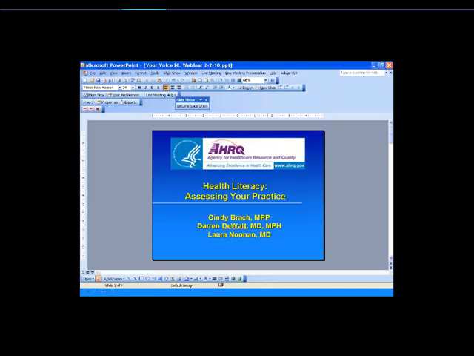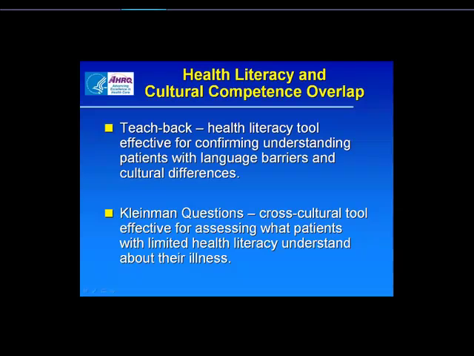I think we probably have a mix of people here. Some of you are very steeped in health literacy, and some of you, this is probably a new term for you. So I'm going to start out giving a little bit of an introduction, beginning with the definition of health literacy.